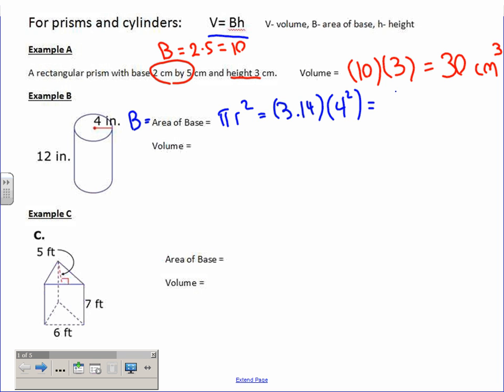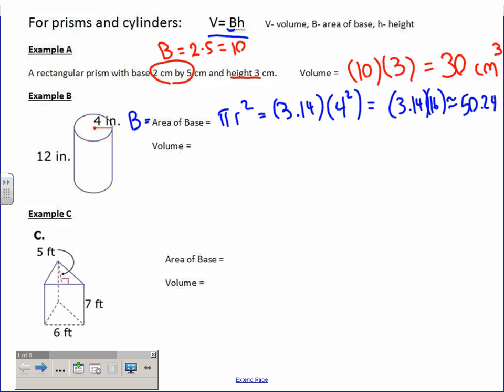So that's 3.14 times 16, which is approximately, getting out my calculator, 50.24. So we just found B in the formula, the area of the base.